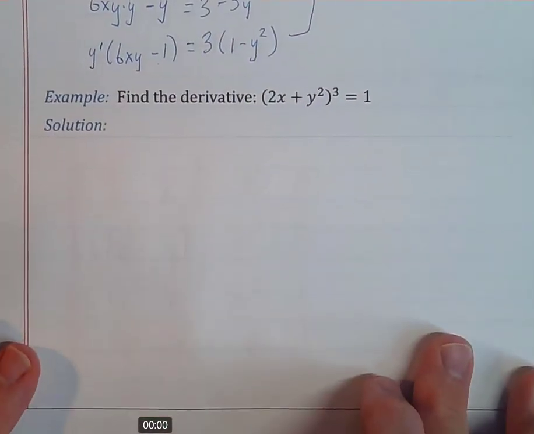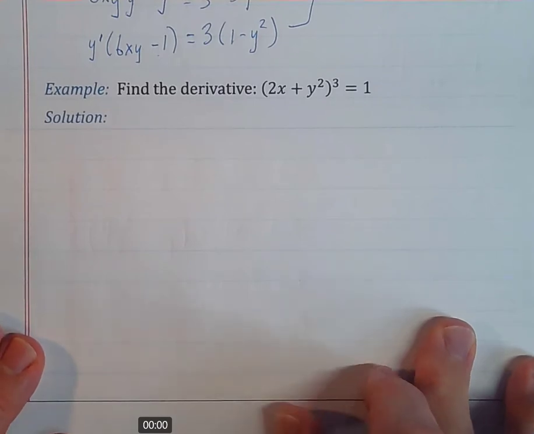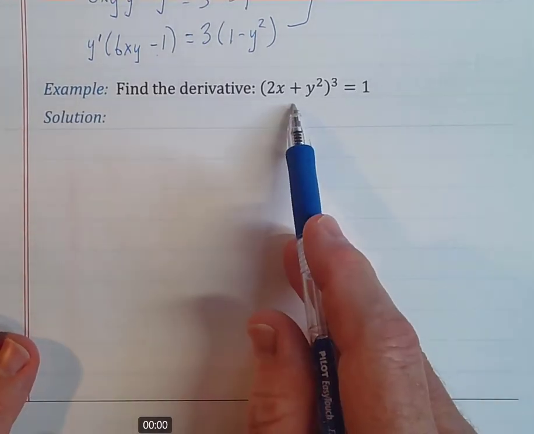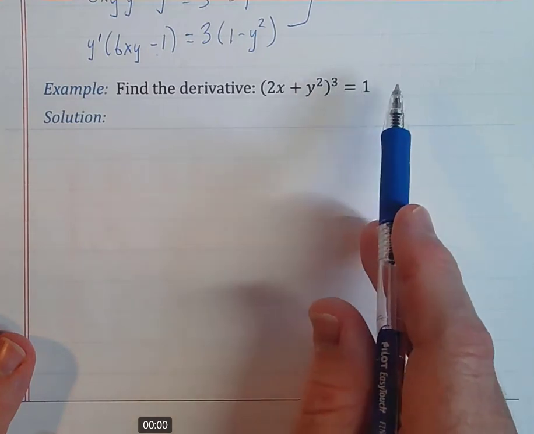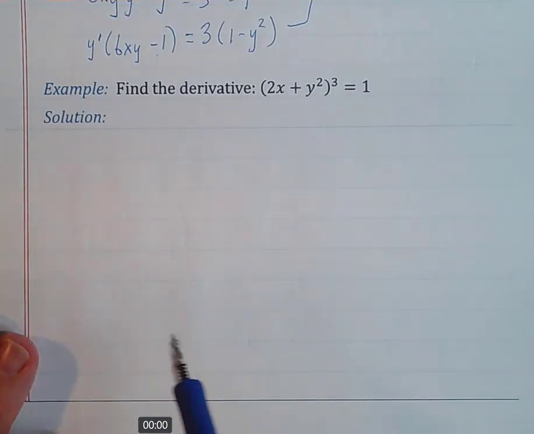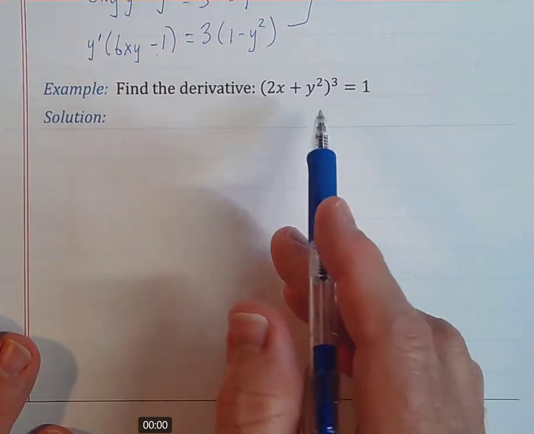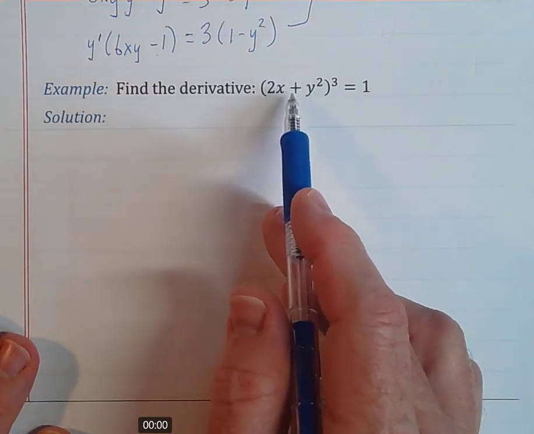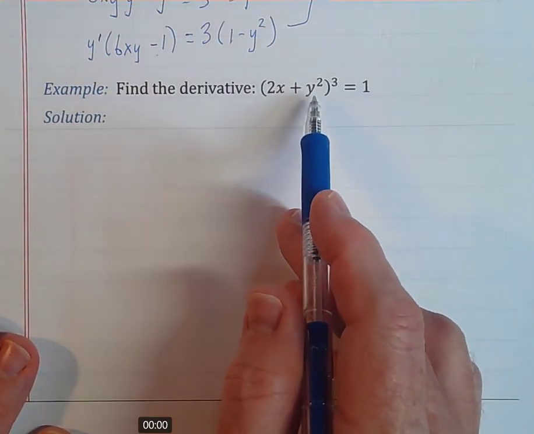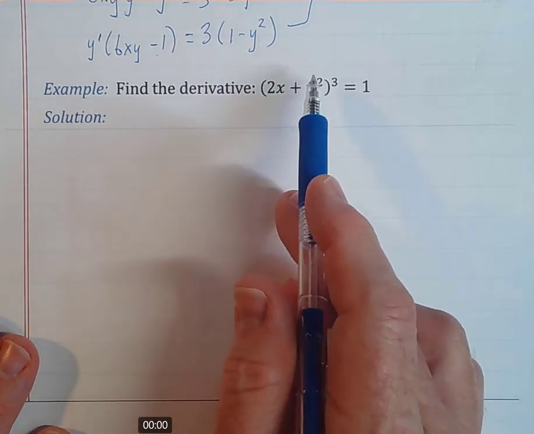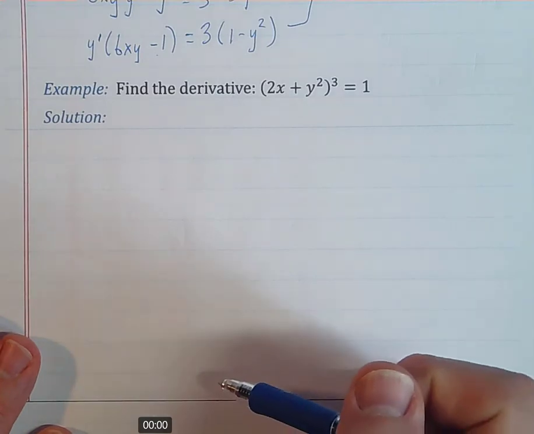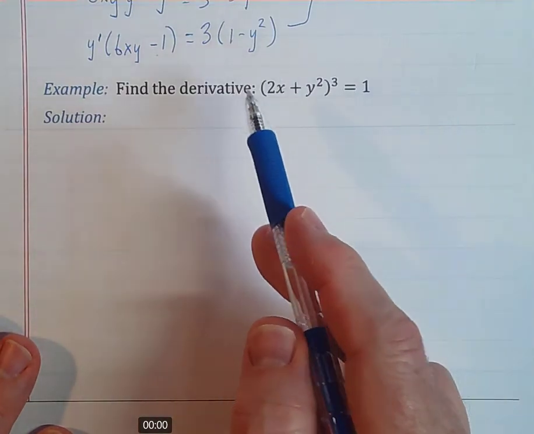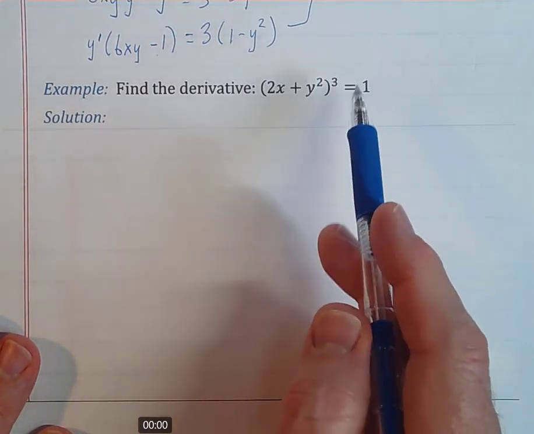All right, let's look at another example here. I've got 2x plus y squared, all of that cubed, is equal to 1. Okay, so I'm trying to find the derivative here. Now, what I notice is I've got some kind of a function inside of a function, right? The inside function would be 2x plus y squared, and the outside function would be raised to the third power. So when I find the derivative here, I'm going to have to do the chain rule.